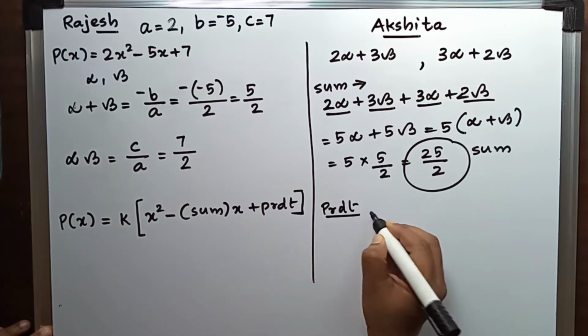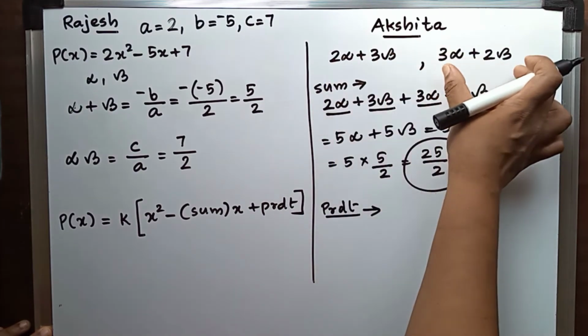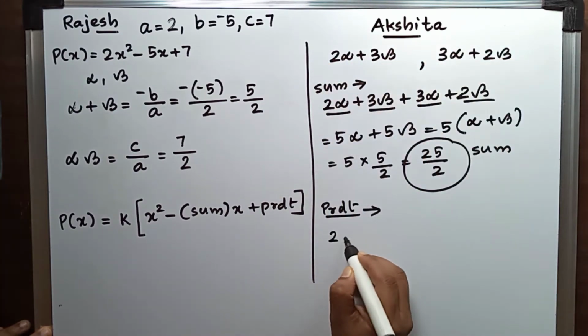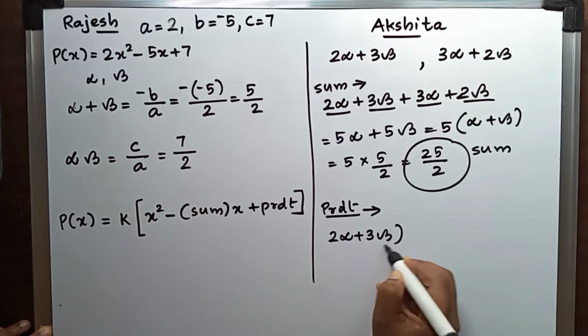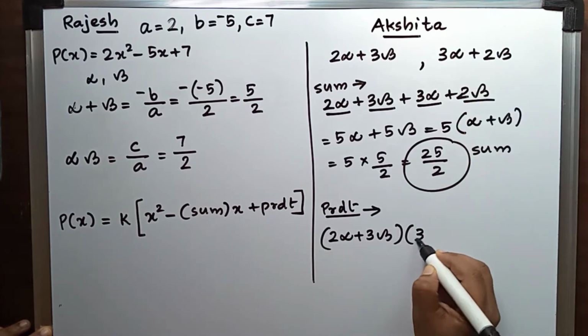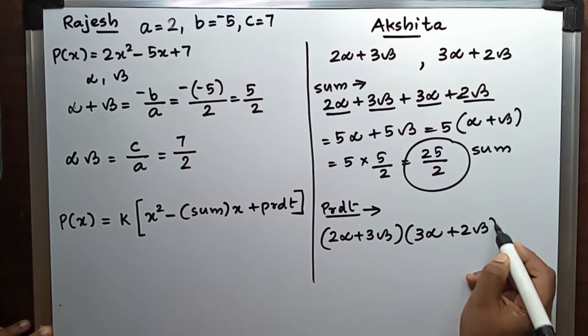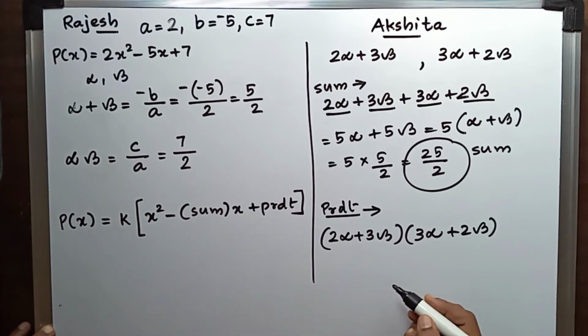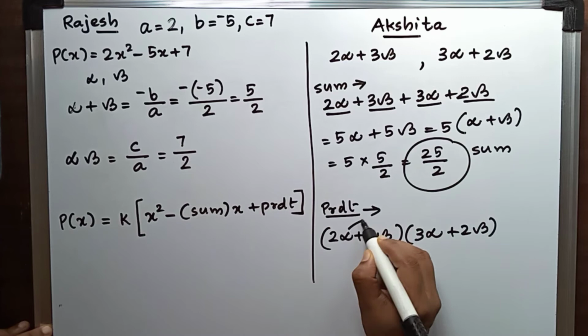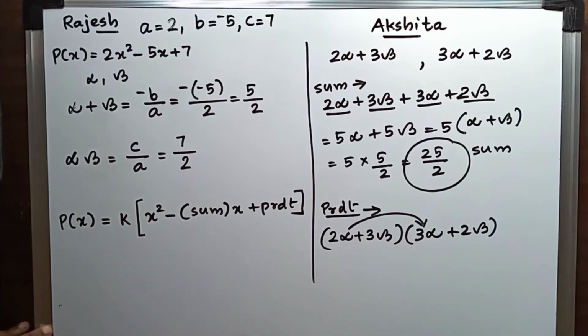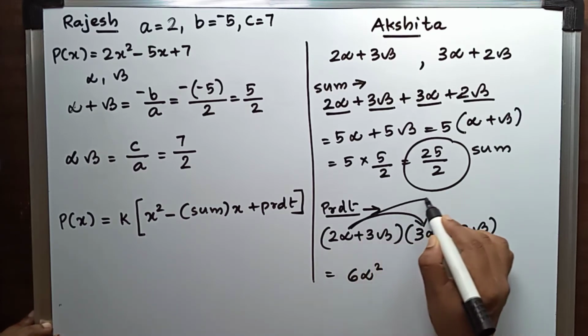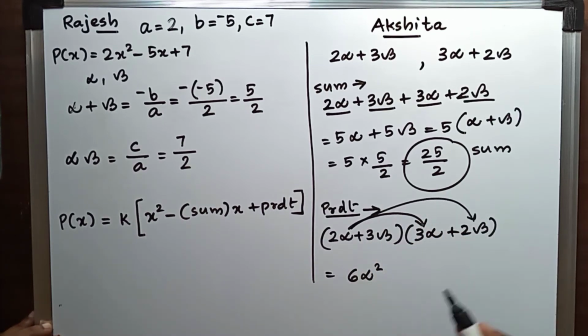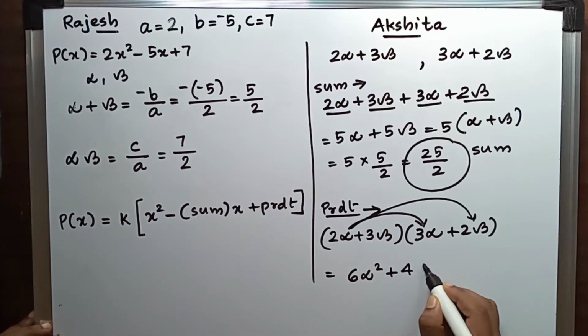Okay, product. We are going to multiply these two, right? 2 alpha plus 3 beta into 3 alpha plus 2 beta. Okay, we will just open the bracket. 2 alpha into 3 alpha. 2 into 3 is 6. So 6 alpha square. Alpha into alpha is alpha square. Now 2 alpha into 2 beta. 4 alpha beta.